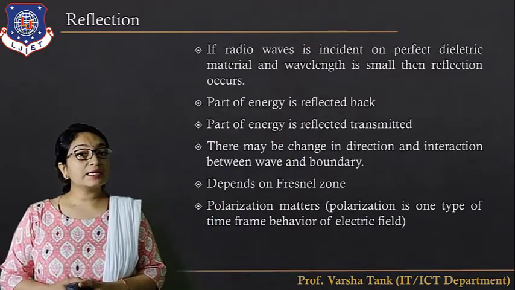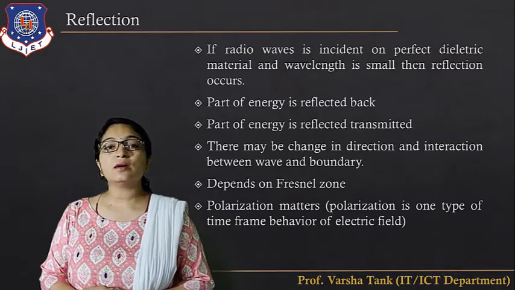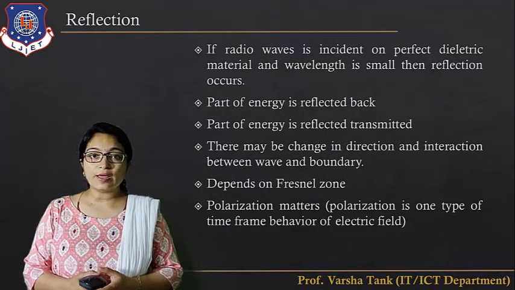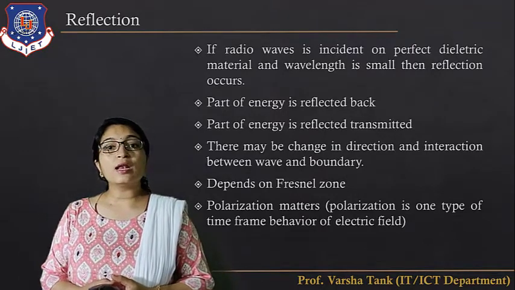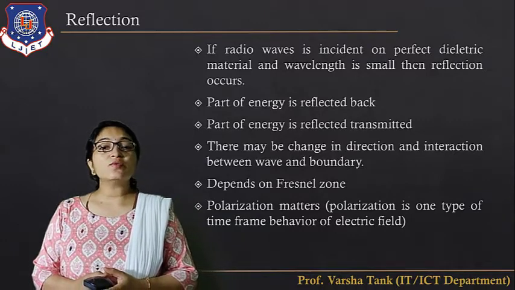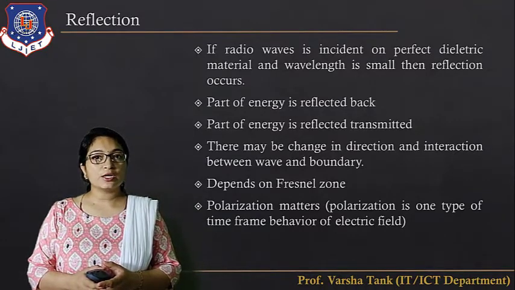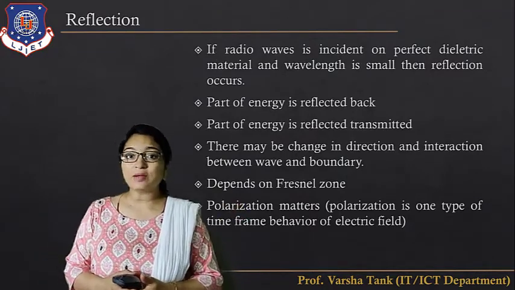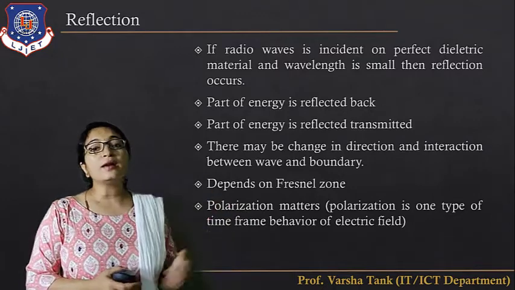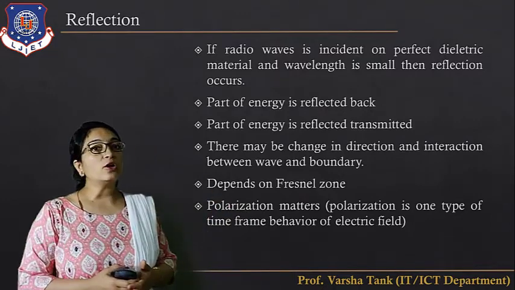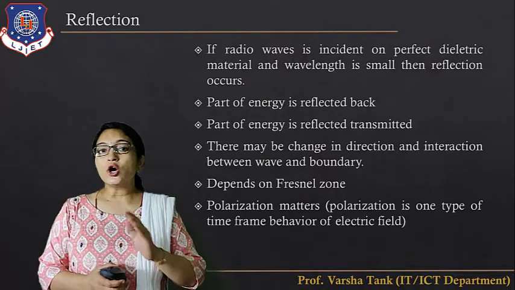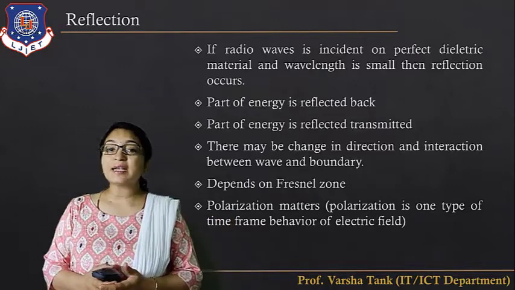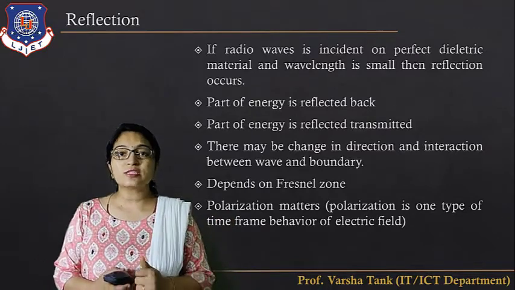Now first of all, let's learn about reflection, then we will see which models are related to reflection. All of you have already studied reflection, because we have learned about line of sight significant impairment, in which we learned about reflection. What is reflection? If a radio wave is incident on a perfect dielectric material and the wavelength is smaller, reflection occurs. Part of the energy is reflected back, not the entire signal, as well as part of the energy is transmitted.